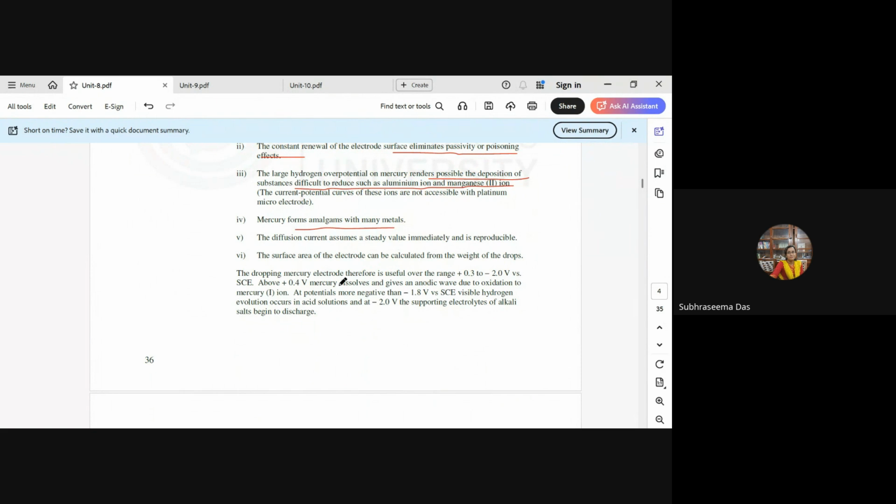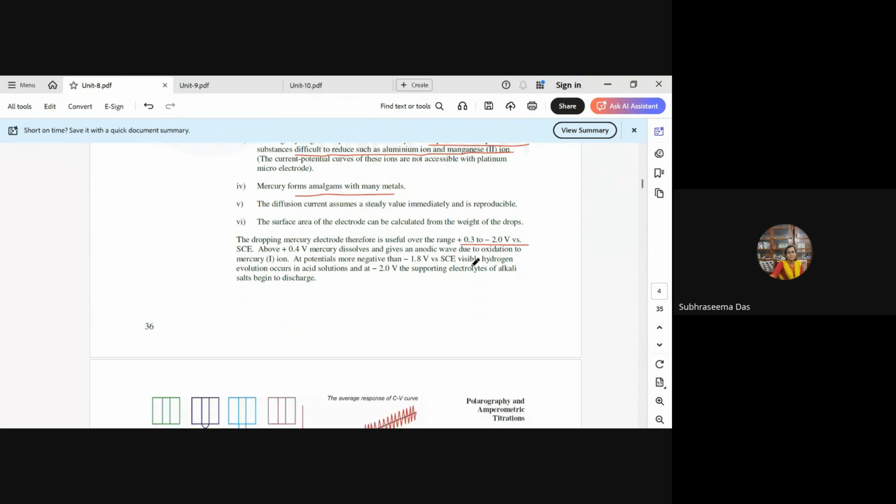Then the dropping mercury electrode is useful over the range of plus 0.3 to minus 2 volt versus the standard calomel electrode. Above plus 0.3 volt, the mercury dissolves and gives an anodic wave due to the oxidation of the mercury ion. At potentials more negative than minus 1.8 volt versus SCE, hydrogen evolution occurs in acid solution, and at minus 2 volt, the alkali supporting electrolytes begin to discharge. That is why the best range for the dropping mercury electrode is plus 0.3 volt to minus 2 volt.